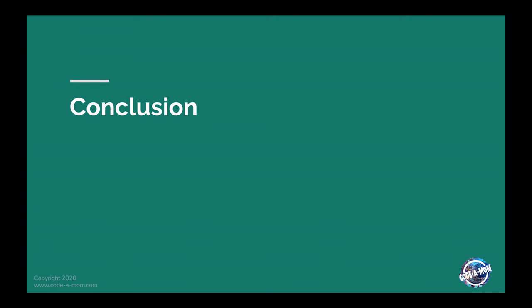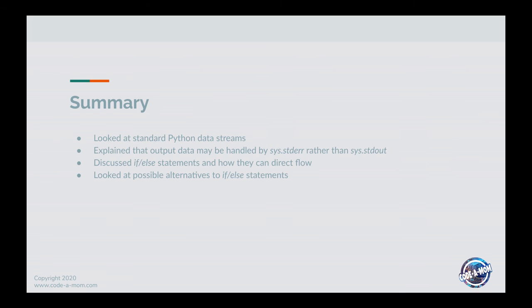So that's it for conditional if-else statements and data streams and the piping of those data streams to other locations. We did take a look at the standard Python data streams, standard in, standard out, standard error. Talked about how that data can be moved to different locations by piping it to files, network connections, things like that. We explained how the output data that you would expect to see on standard out could actually be handled by standard error. So if you're not seeing the values of the data that you expect, take a look at your standard out and your standard error streams. It may be going to a location that you don't expect.